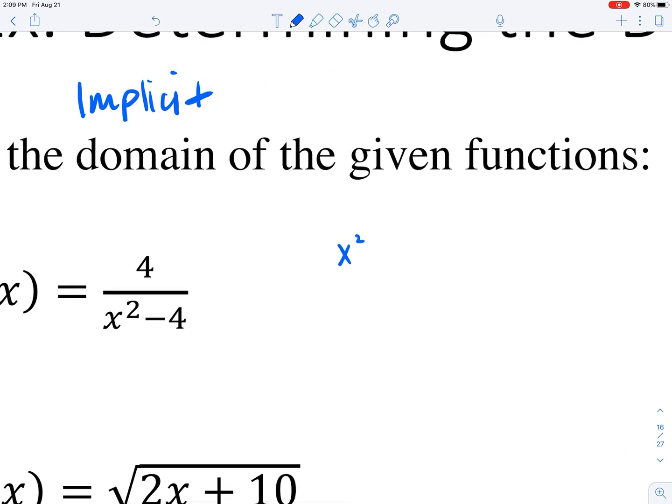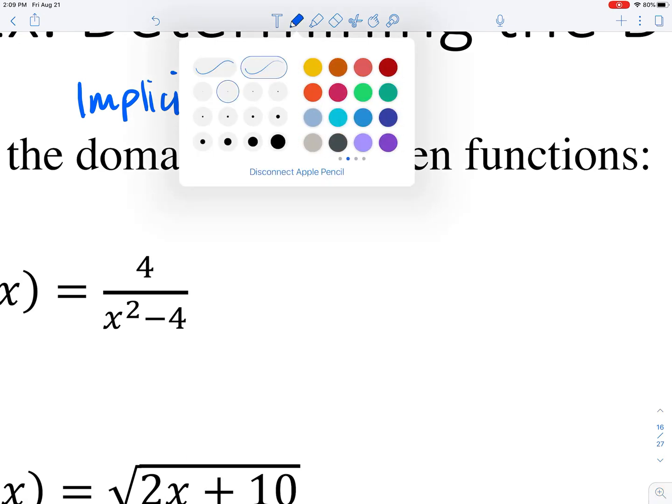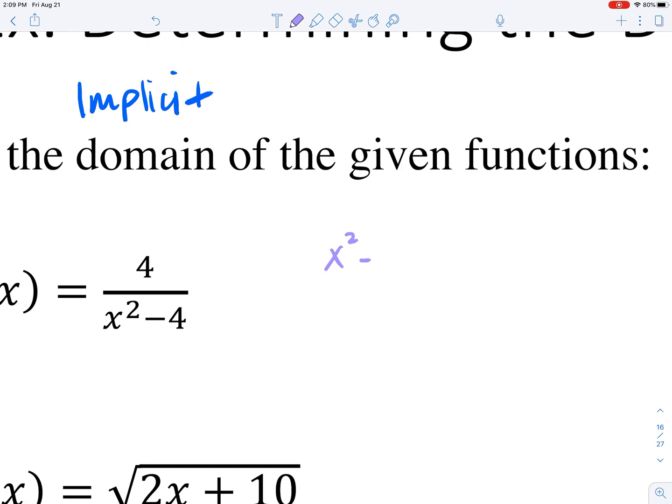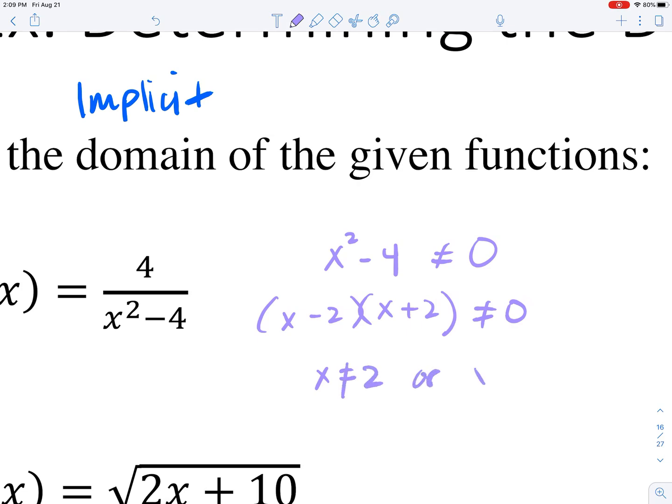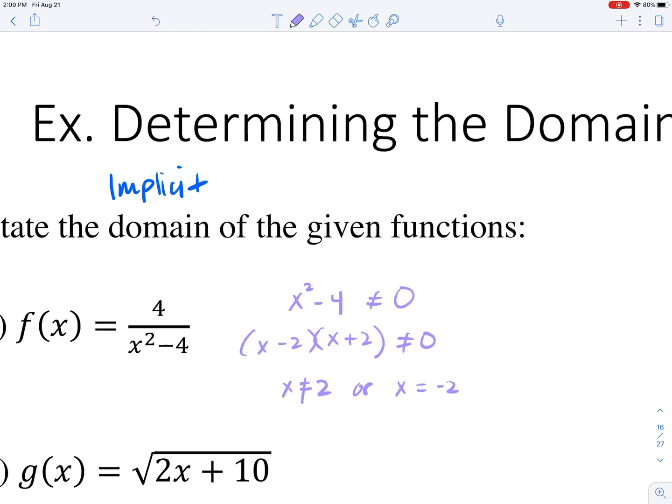So we know that x squared minus 4 cannot be equal to 0. There are different ways that we could solve for these values of x. You could probably even solve just using inspection, or I could factor. It's a difference of two squares, and I see that x cannot be equal to 2 or negative 2.